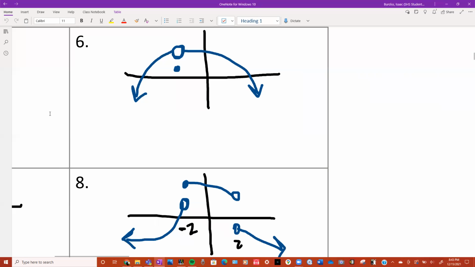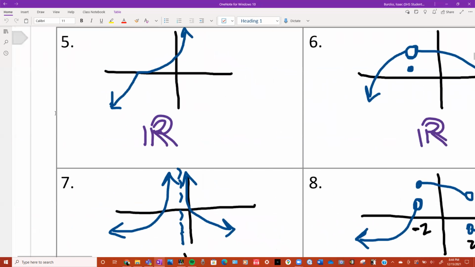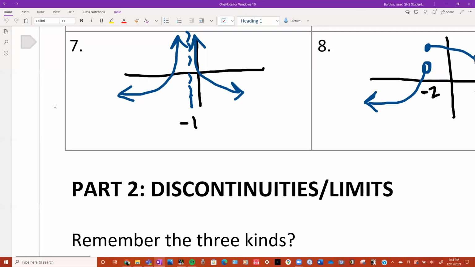Here, even though you see this hole, which we'll talk about more in a second, because we have this little thing down here, it's still all real numbers. Because if this thing wasn't there, then you would take out this part of the domain. But because that's there, for this x value, there still is a value there. So it's all real numbers. So a hole doesn't always mean something's taken out of the domain. Okay. What about this one?